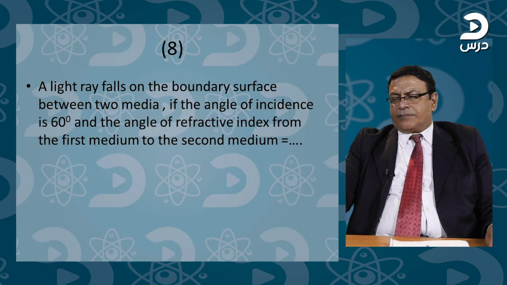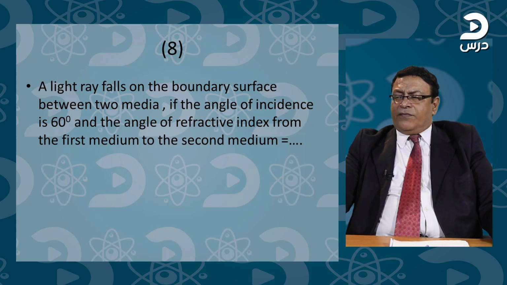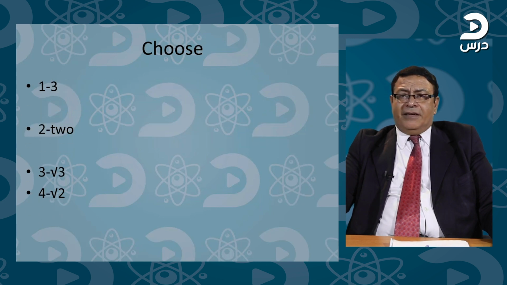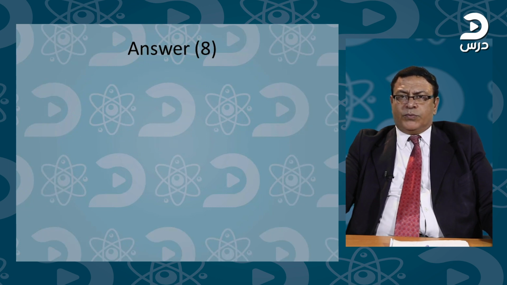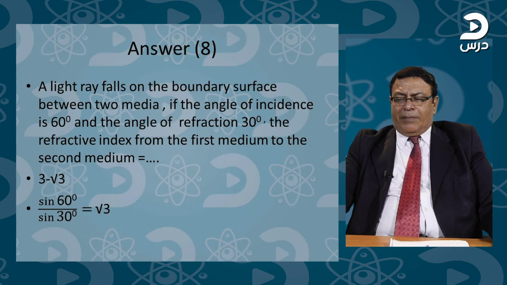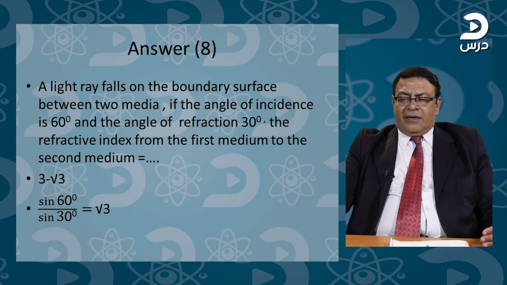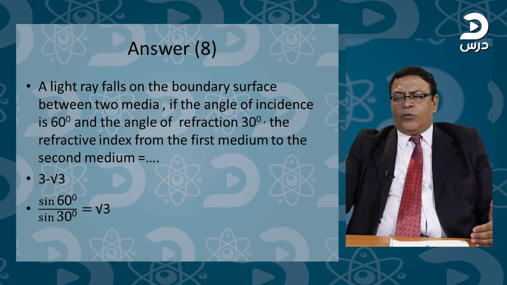Questions number 8. A light ray falls on boundary surface between two medium. The angle of incident كانت 60 and the angle of refractions، الانجل of refraction of refractive index from first medium to second equal. هل هي 3 ولا 2 ولا روت 3 ولا روت 2؟ تعال نشوف الانسرز. طبعا عندنا الساين phi over sin theta sin 60 over sin 30 equal root 3.